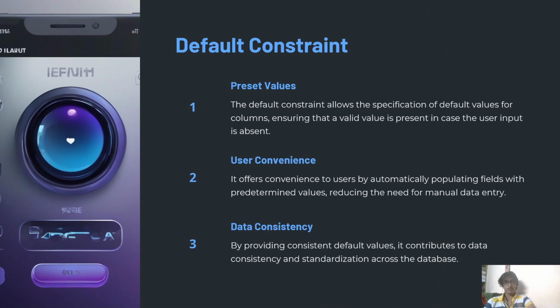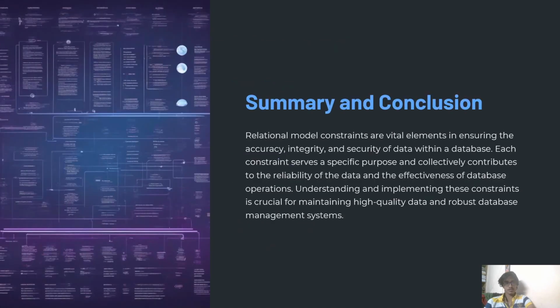Now we're learning about the default constraint, the preset values. The default constraint allows the specification of default values for columns, ensuring that a valid value is present in case the user input is absent. It offers convenience to users by automatically populating fields with predetermined values, reducing the need for manual data entry. By providing consistent default values, it contributes to data consistency and standardization across the database.